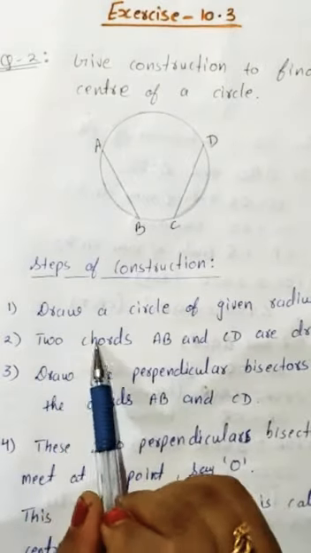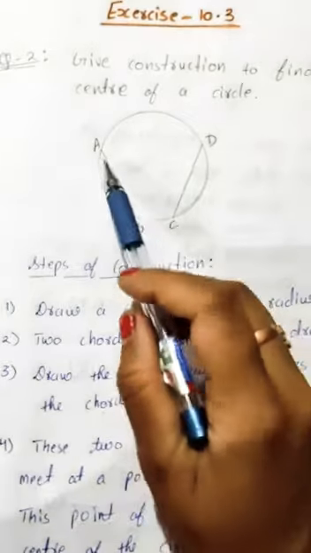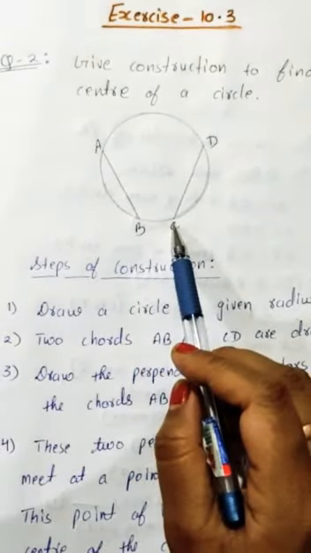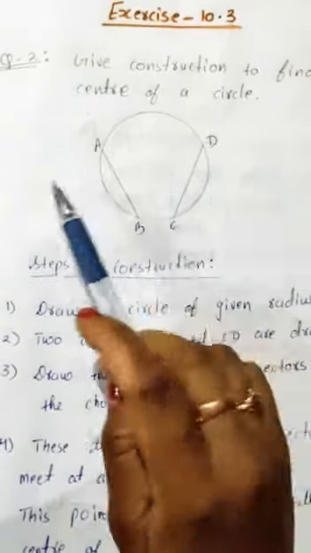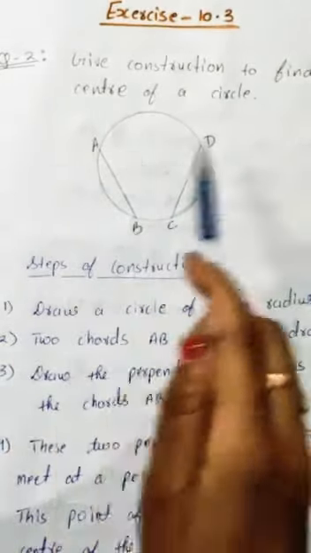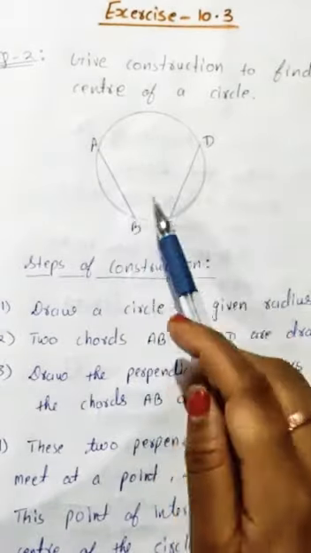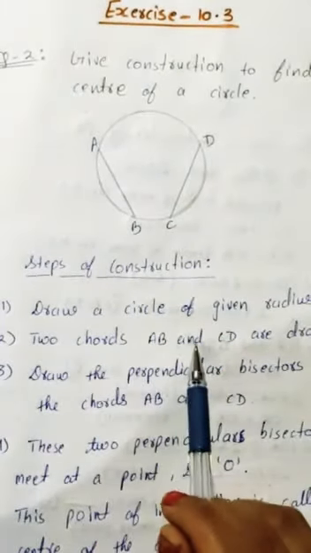Then you have to draw two chords. Let them be AB and CD. So you have to draw two chords AB and CD in the circle. Anywhere you can draw. Just make sure they are not exactly opposite, because then the perpendicular bisector will become a straight line. So it's better you draw two chords anywhere on the circle. So you have to draw this one.